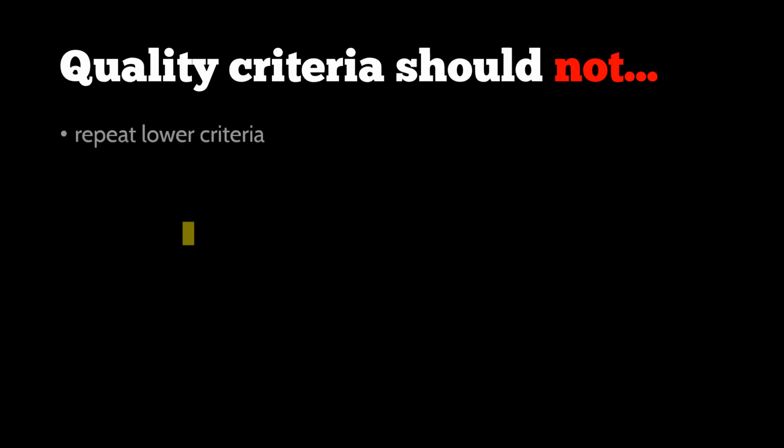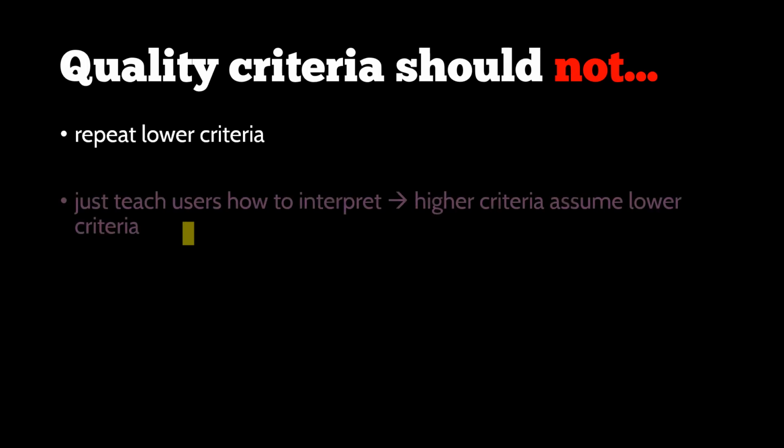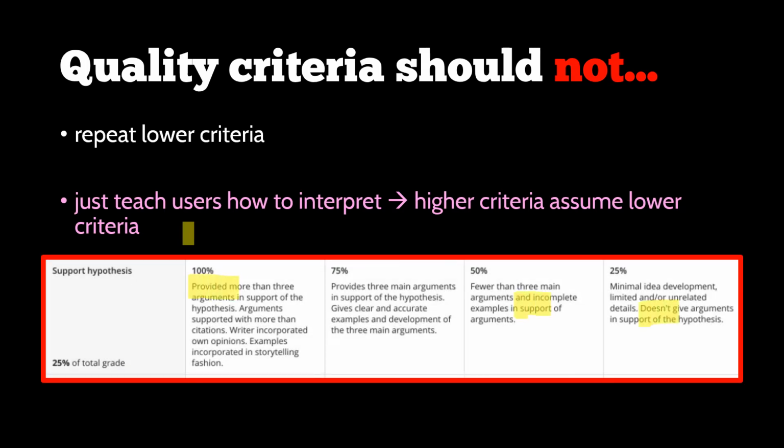Quality criteria should not repeat lower criteria. That's when you get into the problem of having the highest criteria being really, really long and wordy. So you just teach people how to interpret the rubric. Higher criteria assumes that they can do the lower criteria. So in this example here, you'll see all that stuff in yellow is just repeating stuff from other criteria that doesn't need to be in there. Just teach students that in this example, if they got the 100%, then that means that they also have provided at least 3 main arguments. And obviously there's other problems with that one because it's got numbers in it.